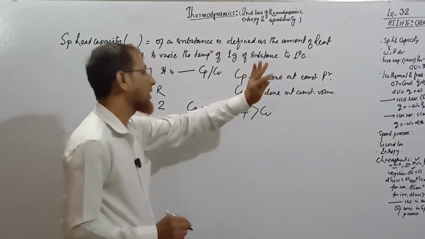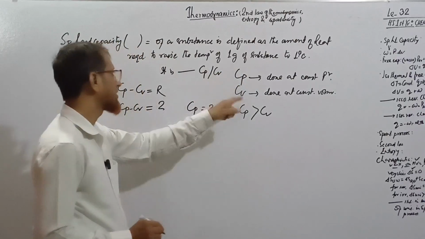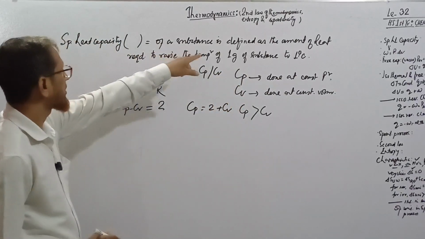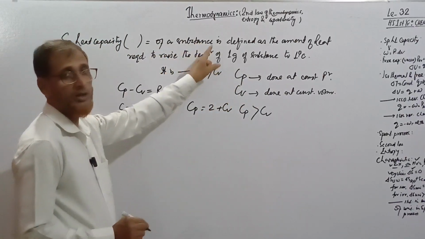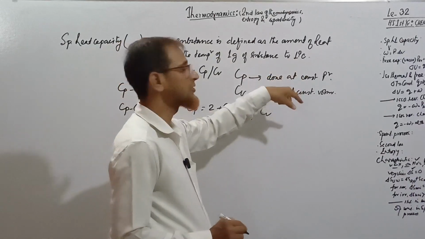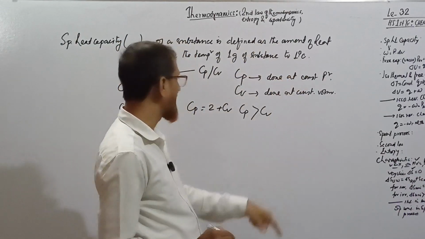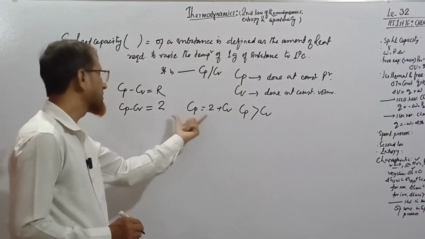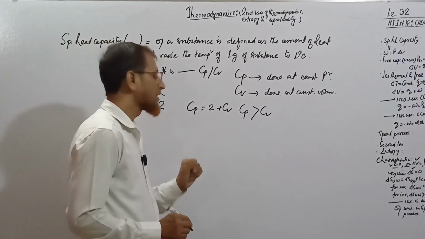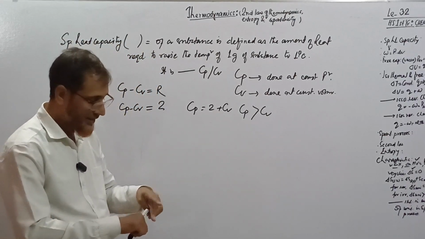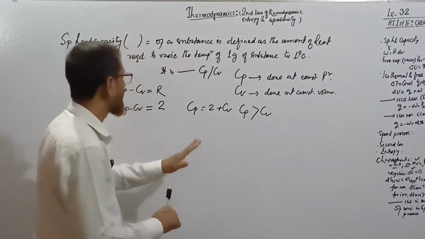There are two processes, one at constant pressure and the other at constant volume. When raising the temperature of 1 mole of the substance by 1 degree centigrade, in this process Cp is greater than Cv. Am I right? So just keep it in your mind.